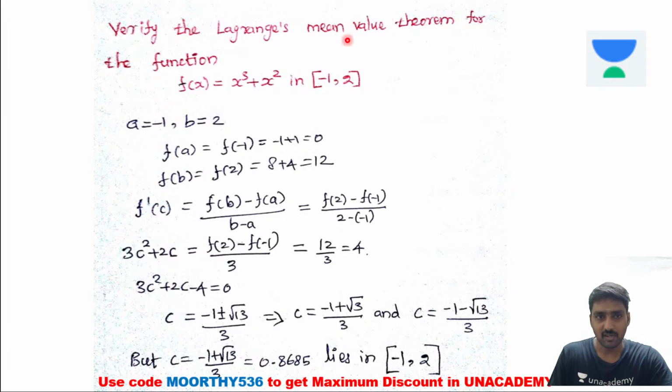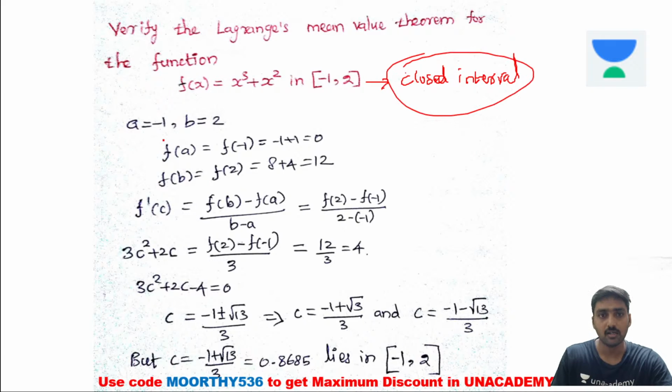Verify the Lagrange's mean value theorem for the function they are giving. We need to verify the function f of x is equal to x cube plus x square in the interval. Is it open interval or closed interval? Look at this condition. It's a closed interval. Now the extreme points are a is equal to minus 1 and b is equal to 2. So these are the extreme points.